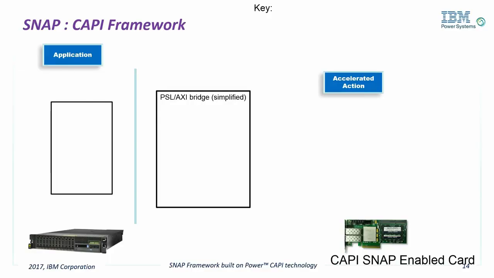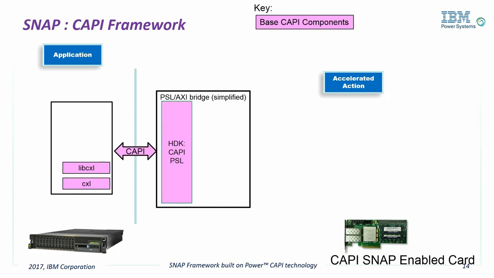The CAPI SNAP framework is divided across the application and host library running on the Power Core and the accelerated action running on the FPGA. Let's look at all of the components. The first pieces to highlight are the base CAPI modules, shown in pink. On the host side, we have the operating system enablement components of libcxl and cxl. These libraries have been uploaded to all of the major Linux distributions, including Red Hat, Ubuntu, and SUSE.